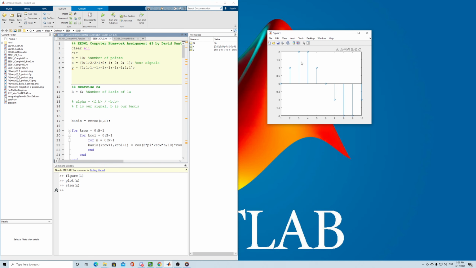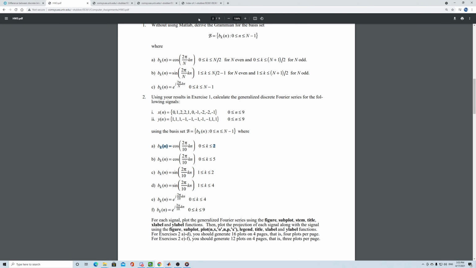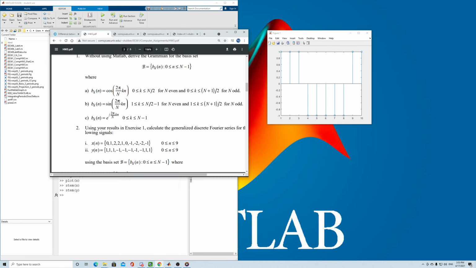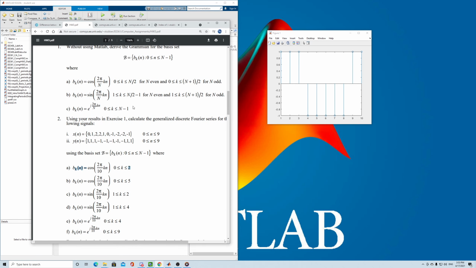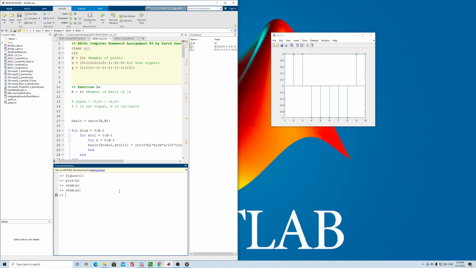Lots of tricks I got under my sleeve. There we go. So you can see this right here looks like a sine wave, right? And I'll do stem y. And then look at this. This one kind of mimics a cosine wave, right? So let me check the assignment. There we go. So you're going to realize for your basis functions, if we were to do this basis function, this cosine for x.